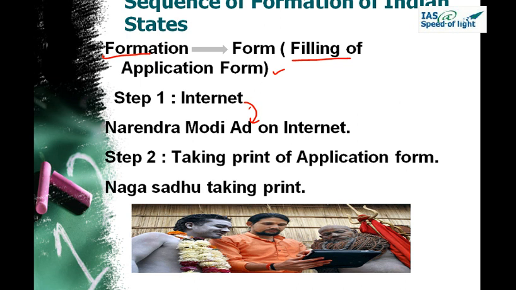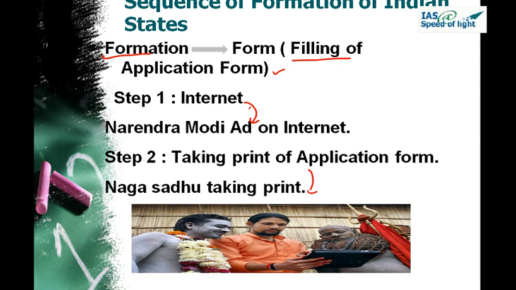Our second state is Nagaland, and our picture for Nagaland is Naga Sadhu. Okay, so Naga Sadhu taking print. This picture you can see where this Naga Sadhu, they are taking print with the help of this laptop. So first information, it was internet. Internet, we linked it with Narendra Modi. Now printer. Okay, we take the print of the application, and that is the second step while filling up of an application form.